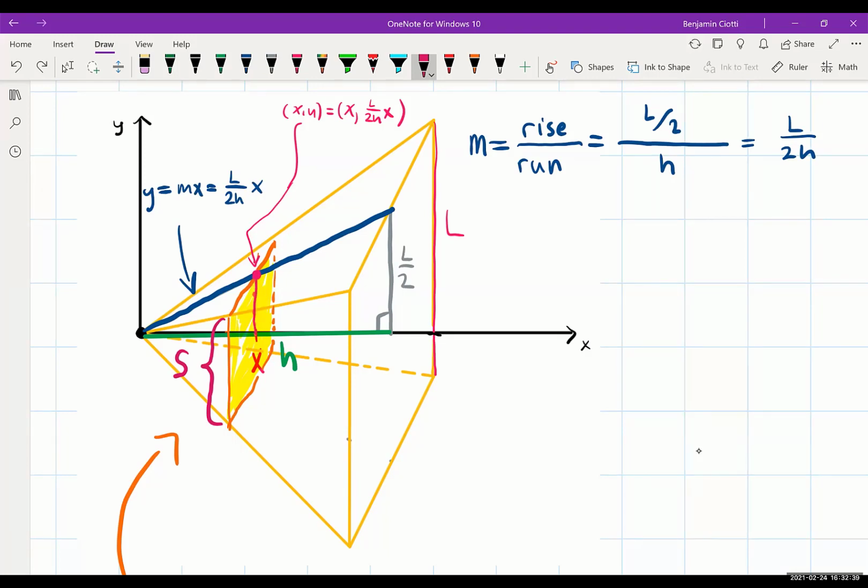Juliana? Yeah, so I had a question on specifically why we chose to find the equation of that blue line. Is that because it coincides with the side of the actual pyramid, and that's where the edge of the cross section is going to touch? It's because it allows us to find this red segment that I just found. Okay. And once we know that distance, then we can double it to get what S is.